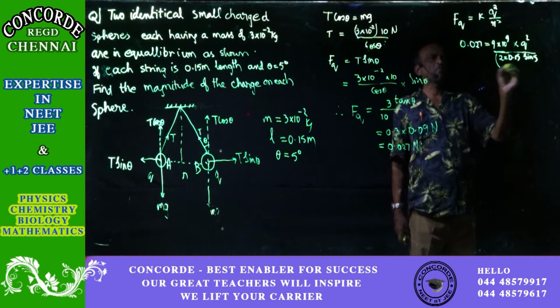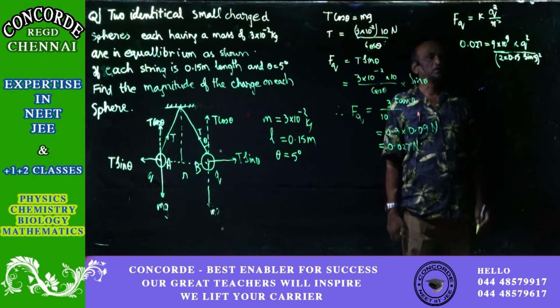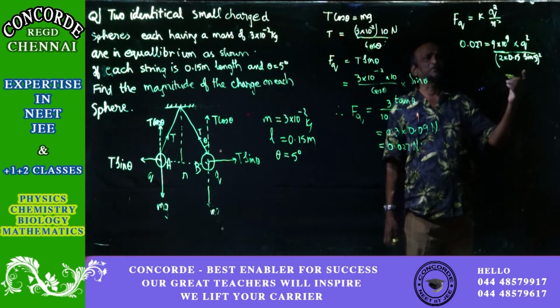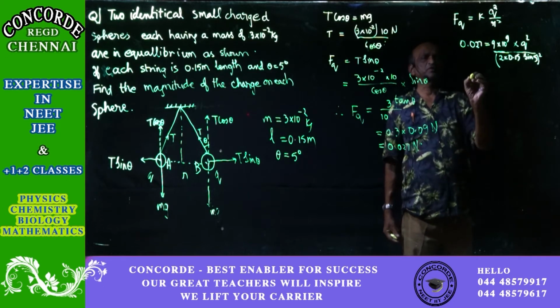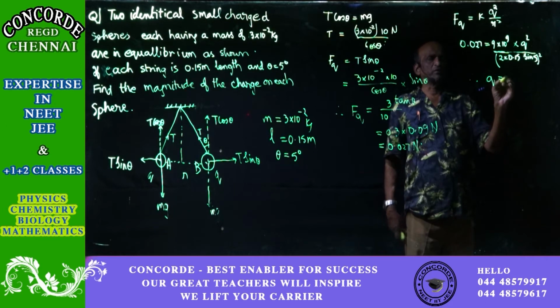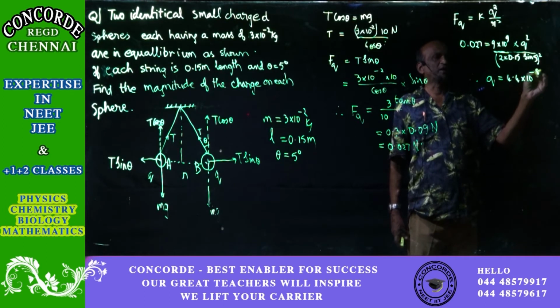So it will be, and this entire lot will be 7.6 into 10 power minus 3. So simplifying, you will get the value of Q to be equal to 4.4 into 10 power minus 8 coulombs.